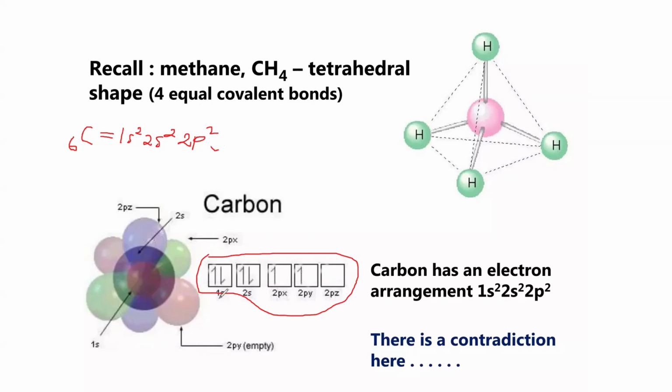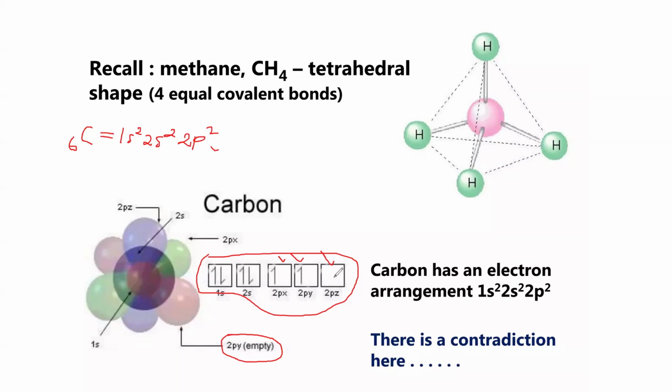Now if you look at it, in 1s we have 2 electrons, and in 2s we have 2 electrons. And we have 2 unpaired electrons here. If we have 2 unpaired electrons, what does that mean? It means that the carbon here can undergo only 2 covalent bonding. This means that the Pz here is empty. There is no lone pair of electrons.